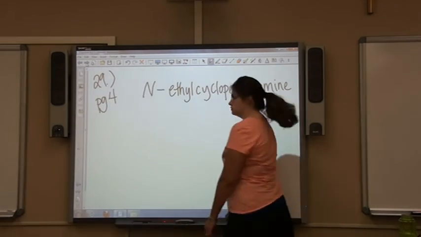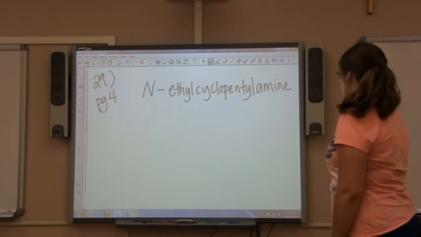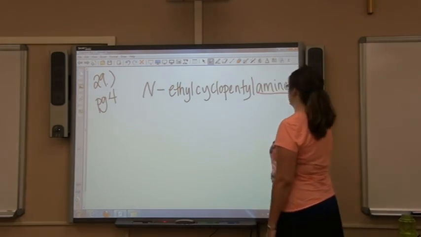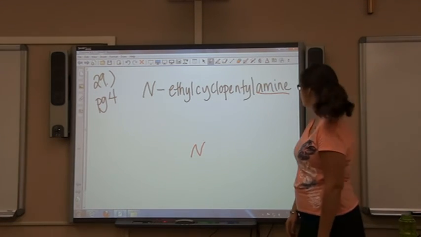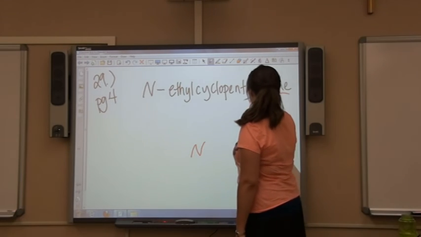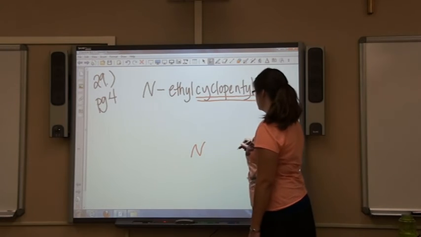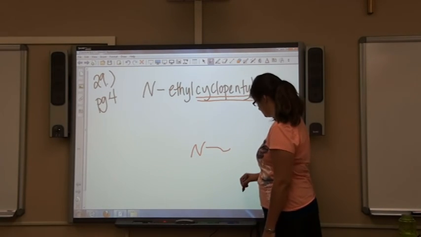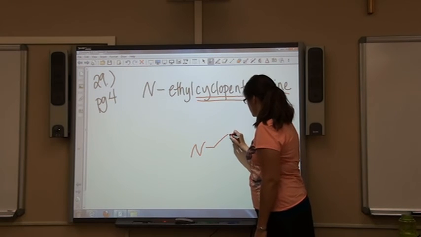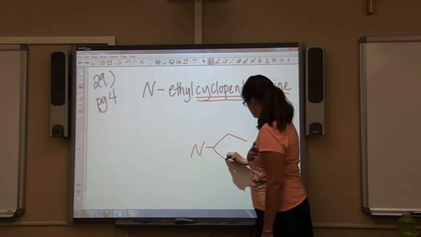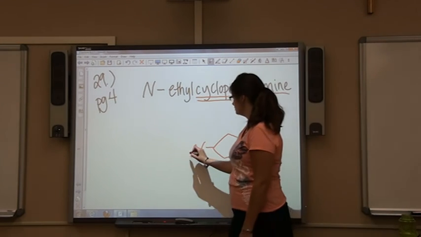And here's one where you have to draw the compound from the name itself. So always start at the end. It says amine. Start with writing your N. Okay, then work backwards to the next group. Here it says cyclopentyl. Cyclopentyl means that that is your most complicated substituent on your nitrogen. And then you have N-ethyl.